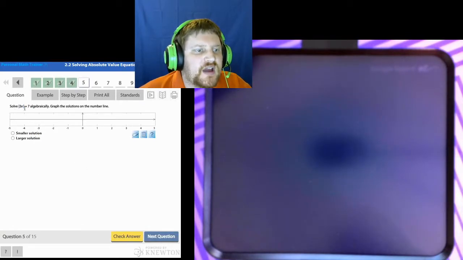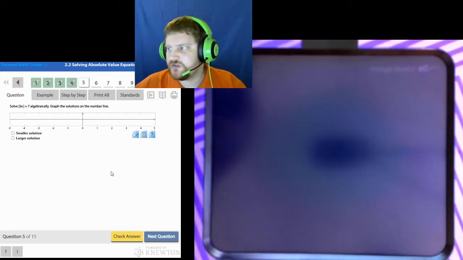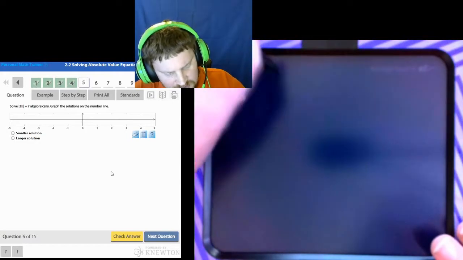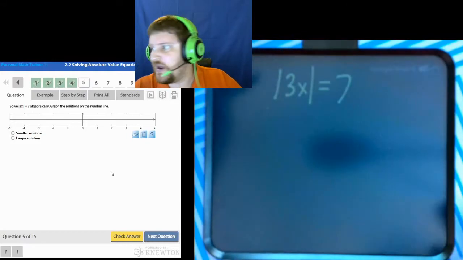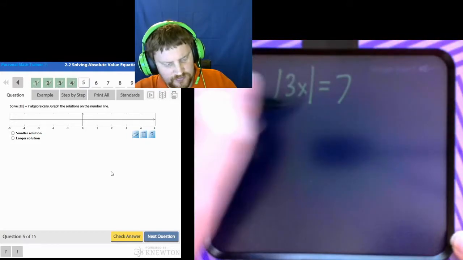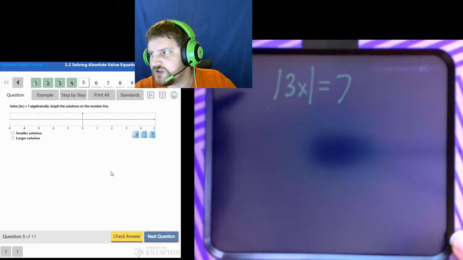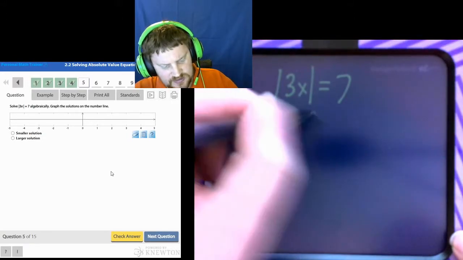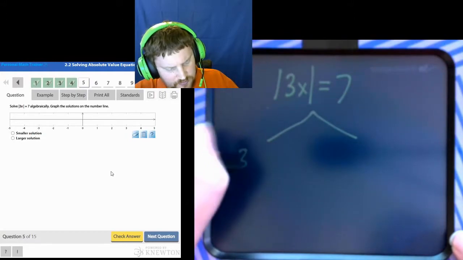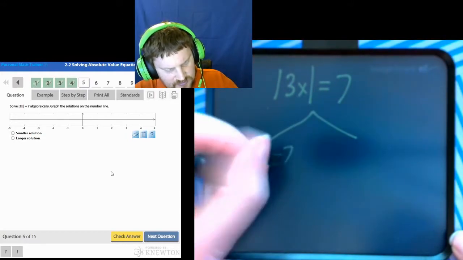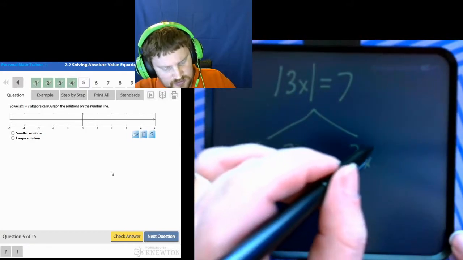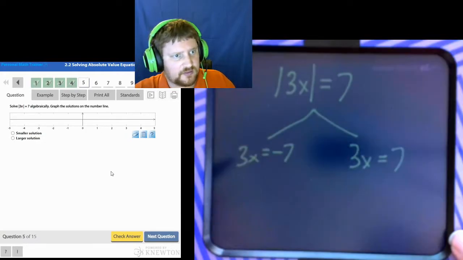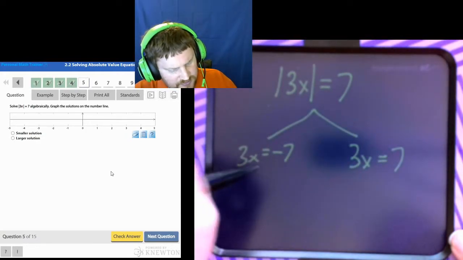Solve this algebraically. Graph the solutions on the number line. So we do have to be careful with these ones. In order to solve this algebraically, we've got the absolute value of 3x equals 7. As we've mentioned in class, once we've isolated the absolute value, which this already is, we're going to divide it into 2 halves. So we're going to have 3x equals -7 and 3x equals +7. Since we're multiplying by 3, we're going to divide each side by 3.